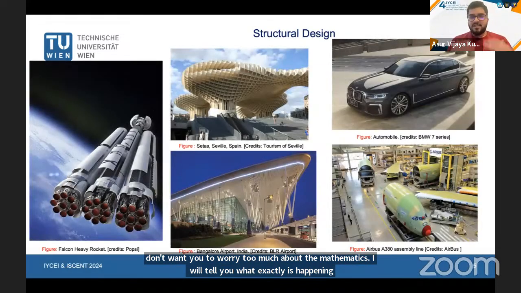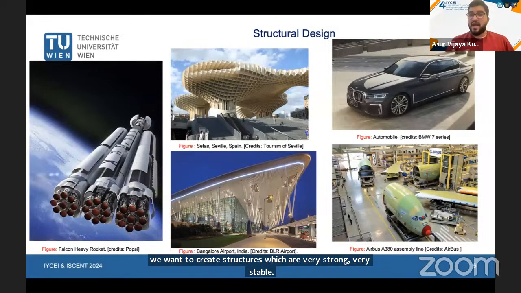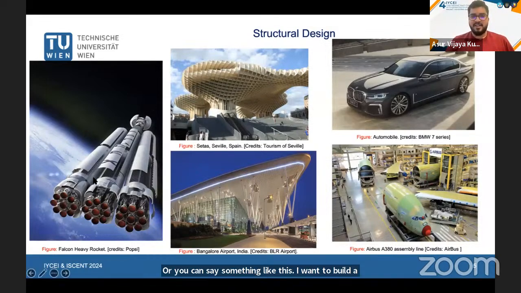So what is our idea in 2024? We want to create structures which are very strong and very stable. Or you can say something like this: I want to build a rocket. So you can see here the picture of Falcon Heavy. This is one of the pictures from Spain.